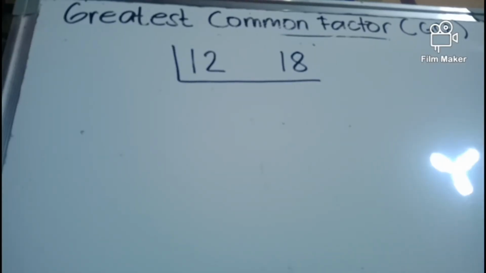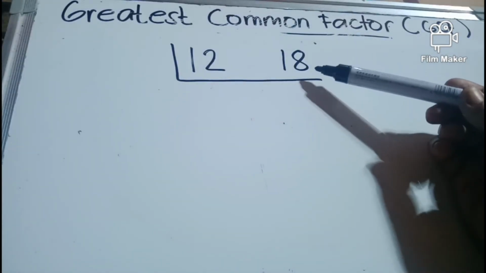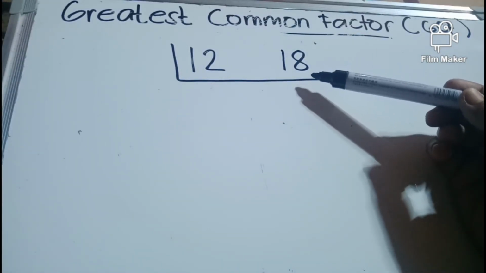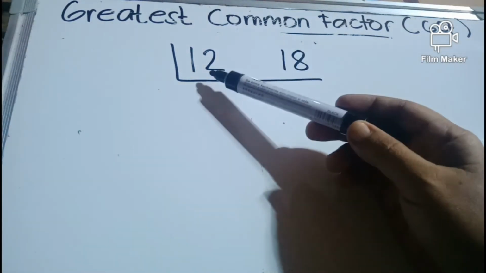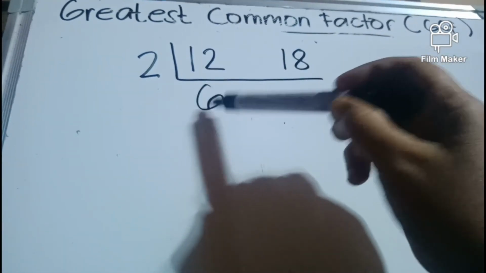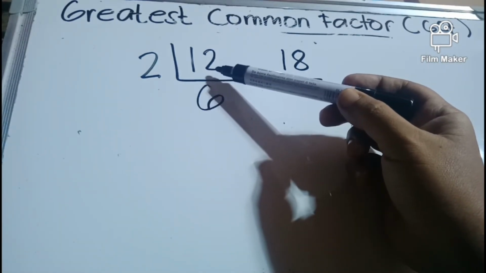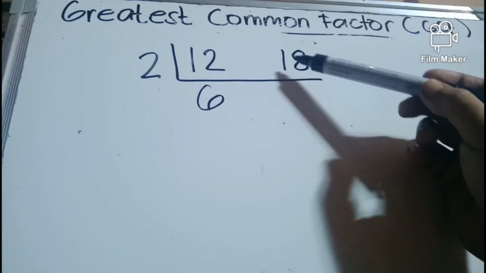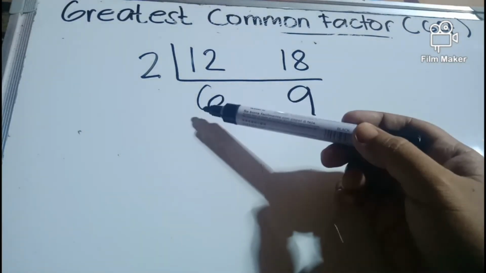Another example of finding GCF using continuous division is we have 12 and 18. So again, isulat natin yung set of numbers horizontally. And then, mag-isip tayo ng prime number na pwedeng ma-divide sa 12 at 18. So, we have here 2. 12 divided by 2 is 6. Isulat natin ang quotient sa baba ng number 12. 18 divided by 2 is 9. So, meron na tayong 6 and 9.